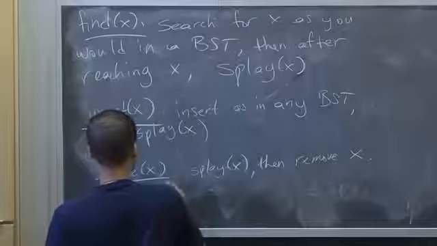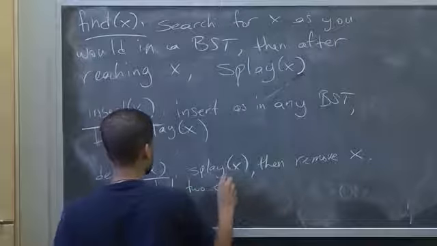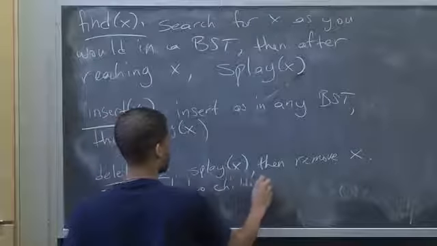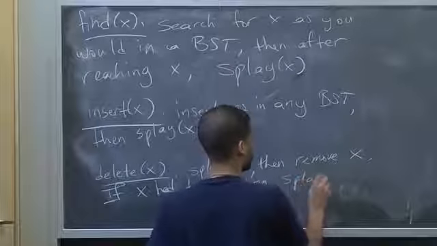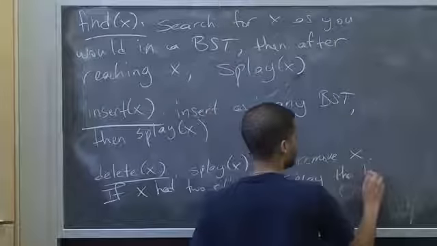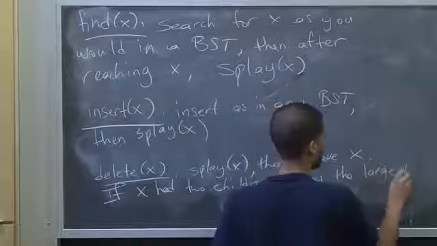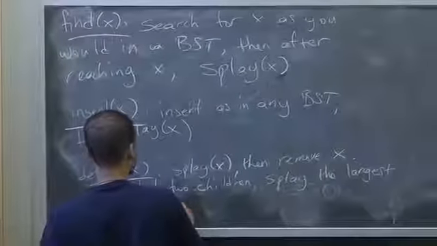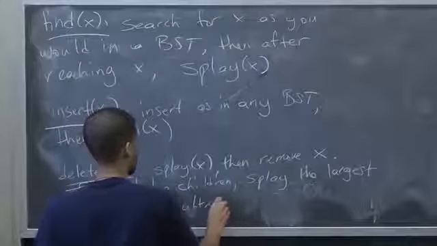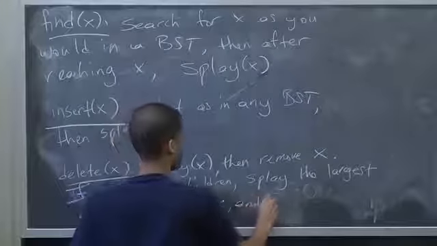If X had two children, splay the largest element in the left subtree and make it the new root.